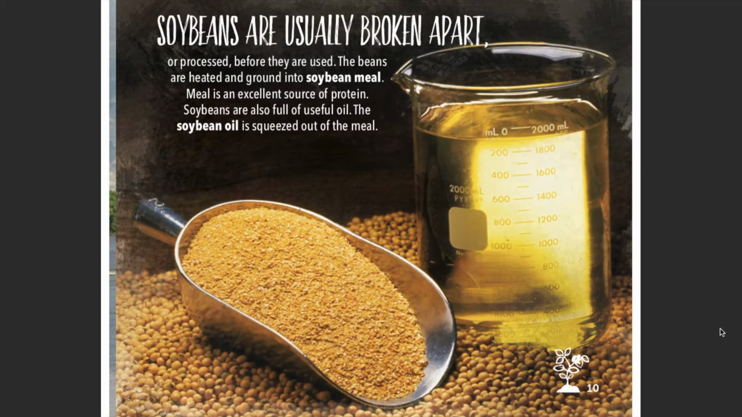Soybeans are usually broken apart or processed before they are used. The beans are heated and ground into soybean meal. Meal is an excellent source of protein. Soybeans are also full of useful oil. The soybean oil is squeezed out of the meal.